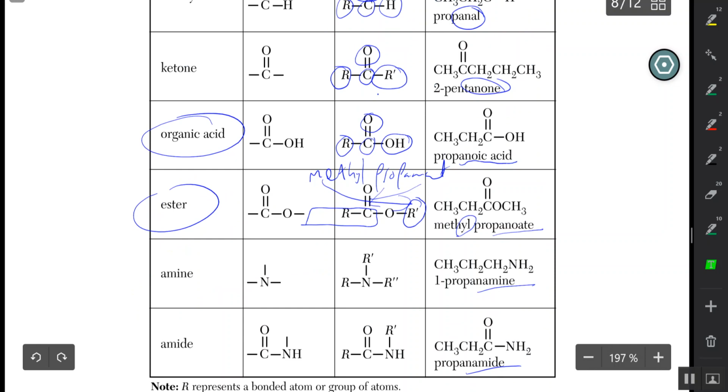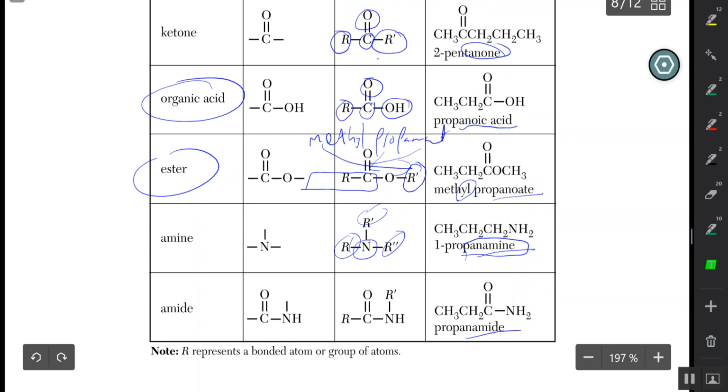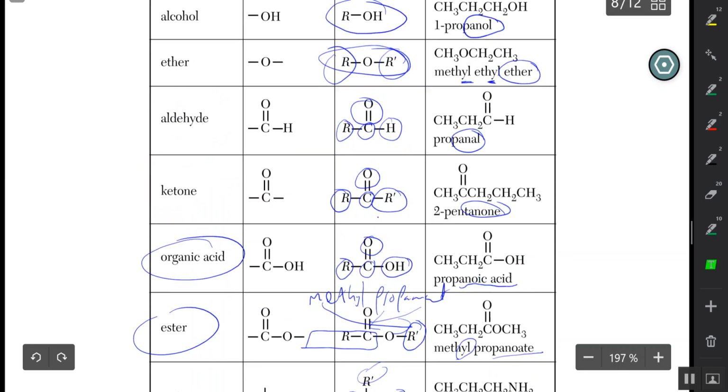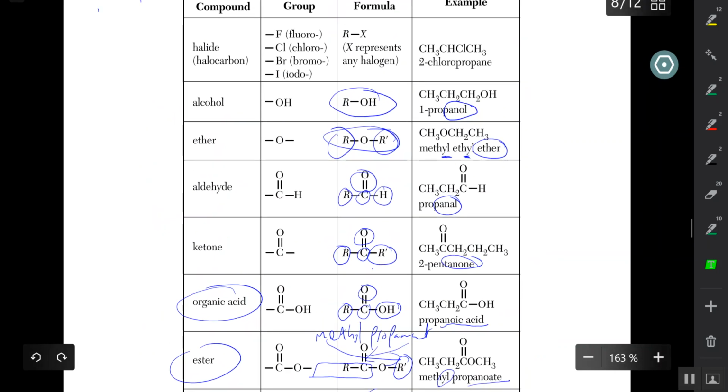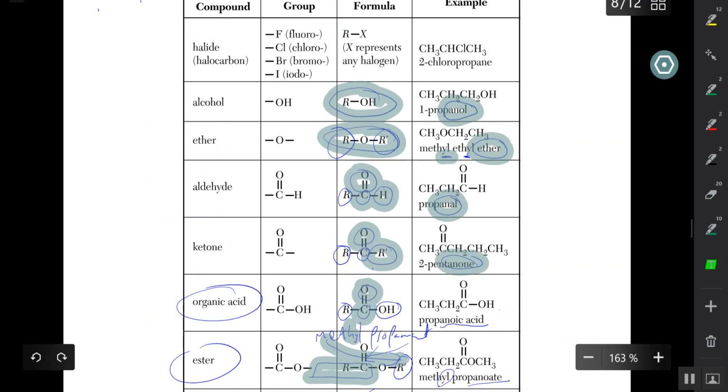Okay, amines. An amine is a single nitrogen attached to carbons from many different directions. An amide is when there is a carbon that's double bonded to an O and attached to a nitrogen and a hydrogen. Okay. Now, let's give some examples of these so you have a better understanding.